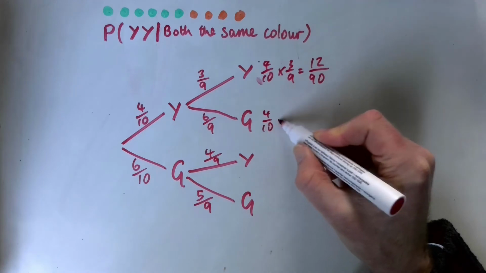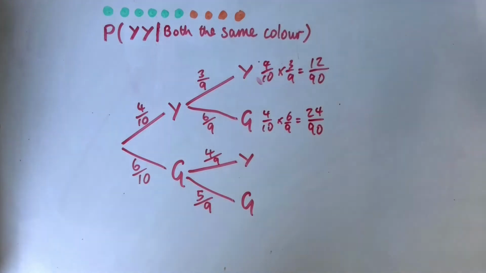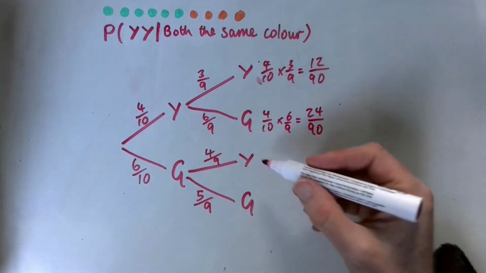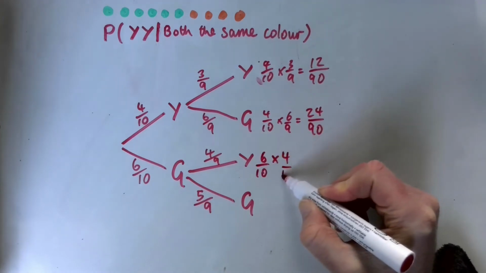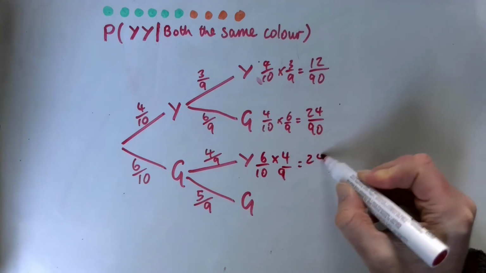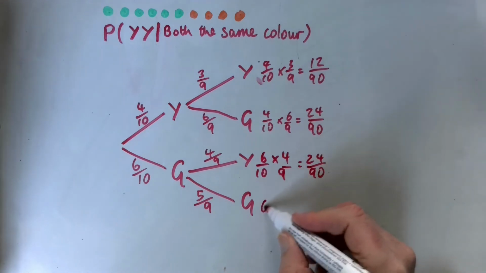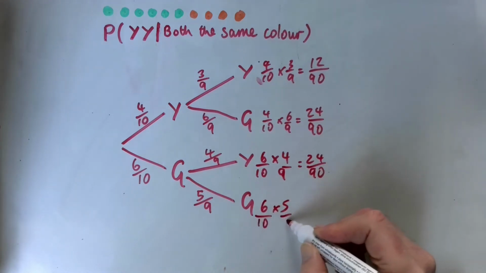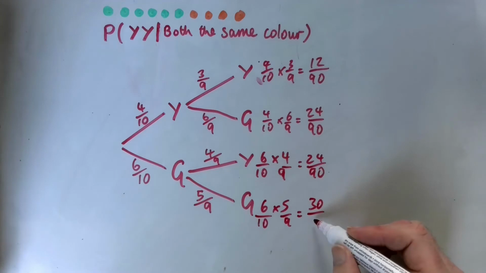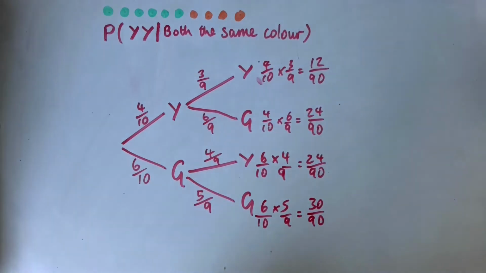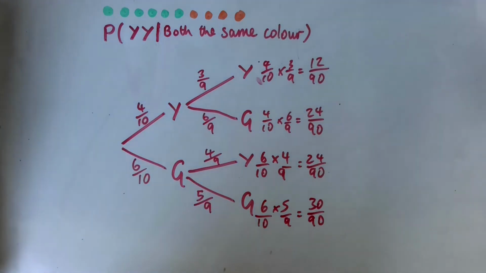So 4 over 10 times 6 over 9 is 24 over 90, and we don't do any simplifying. It's really important that we keep the denominators the same. 6 over 10 times 4 over 9 is another 24 over 90, the same thing, just happening the other way round. And 6 over 10 times 5 over 9, because there's more green than anything else, the most likely thing out of the 4 different things that can happen is that we get 2 greens, although a mixture is more likely, because it doesn't matter which way round. Actually, that would give you 30, wouldn't it?